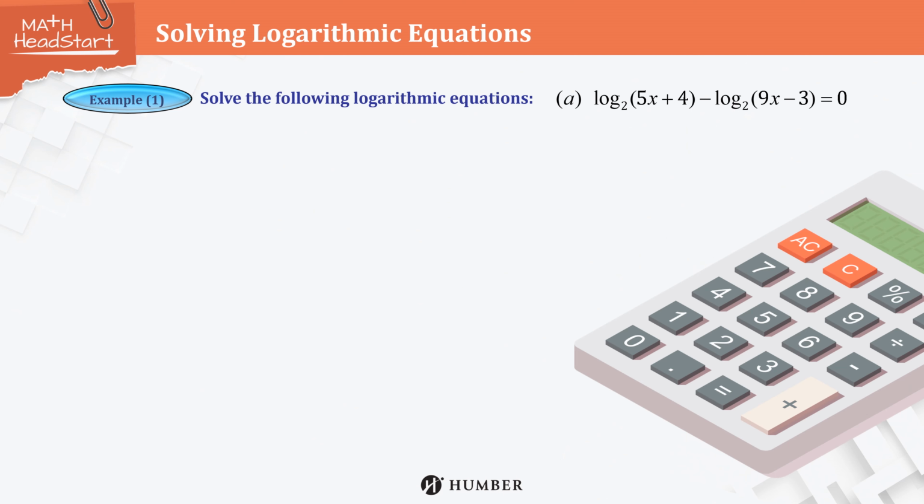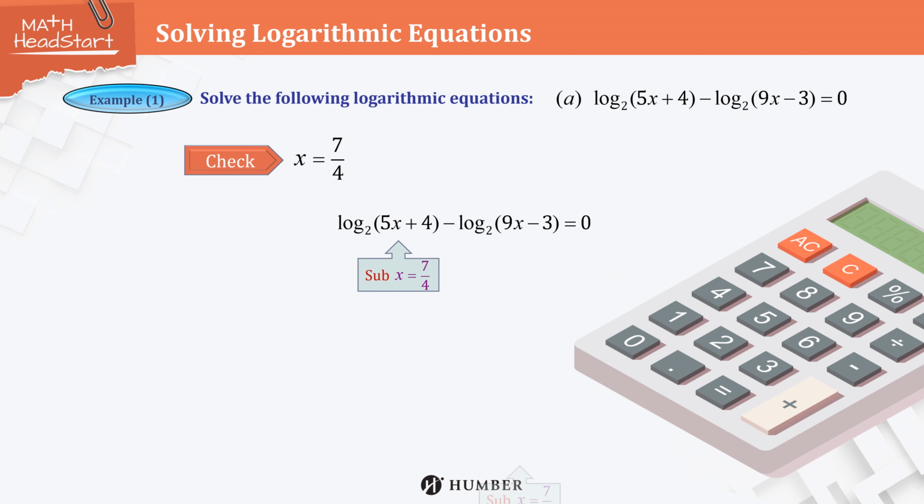Let's check our solution using the original equation. Substitute the solution 7/4 into each x. We can see the arguments of the logarithms are positive, and the 7/4 satisfies the equation. Therefore, the solution is 7/4.